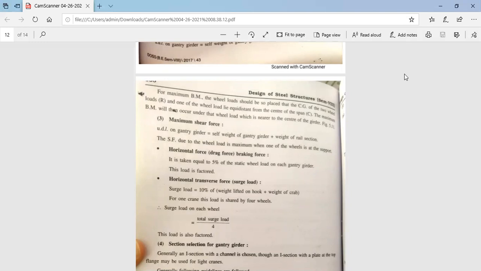The first case is the horizontal force, the braking force. It is taken as 5% of the static wheel load on each gantry girder. This load is factored. Second is the horizontal transverse force, the surge load, which is equal to 10% of the weight lifted on the hook plus the weight of the crab. For one crane, this load is shared by four wheels, so the surge load on each wheel is equal to the total surge load divided by 4. This load is also factored.